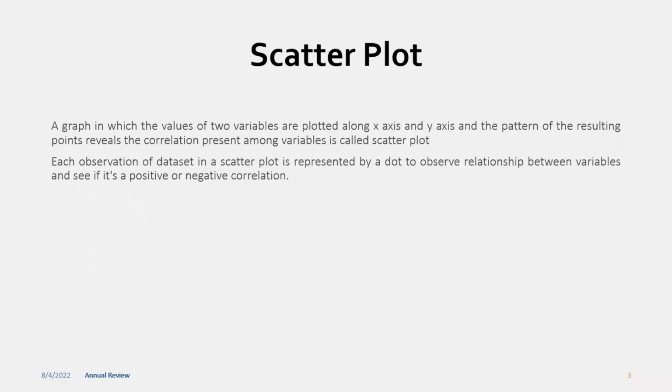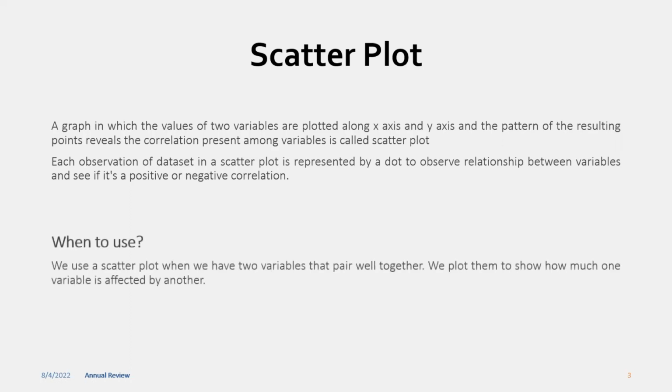So let's see what is a scatter plot. A graph in which the values of two variables are plotted along the x-axis and y-axis, and the pattern of the resulting points reveals the correlation present among variables, is called a scatter plot. Each observation of the dataset in a scatter plot is represented by a dot, to observe the relationship between variables and see if it's a positive or negative correlation.